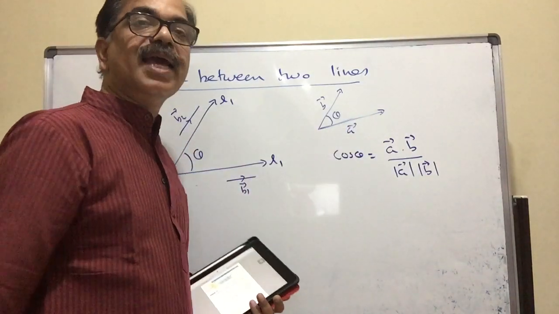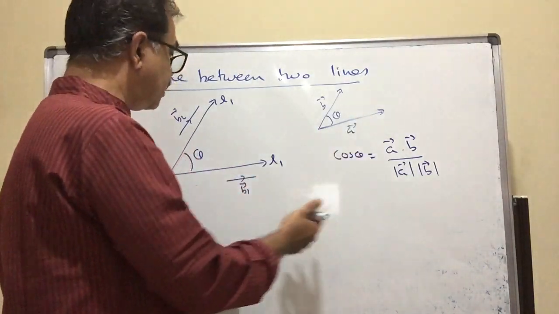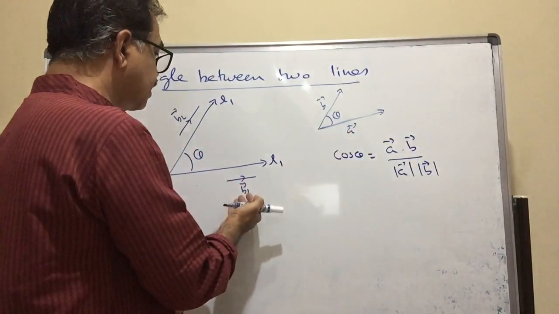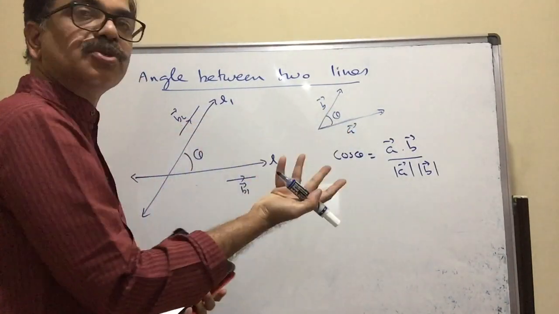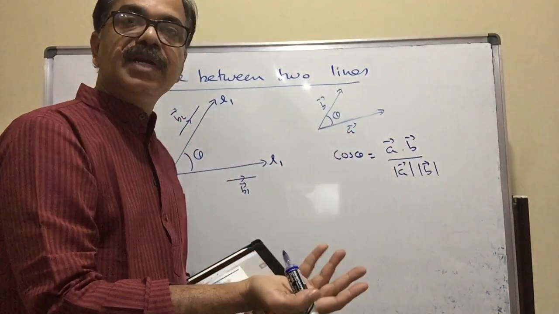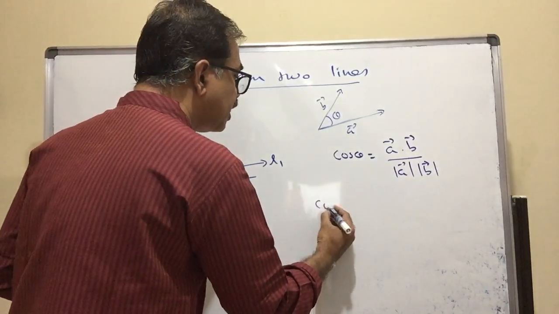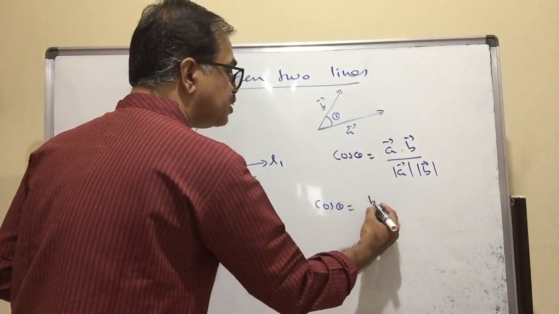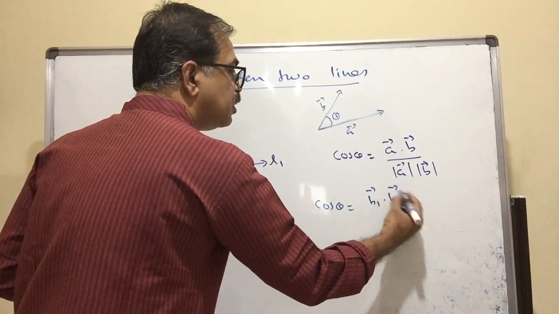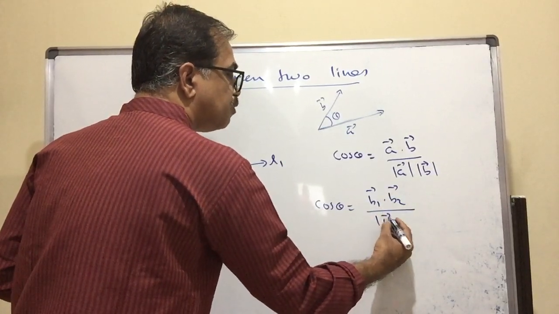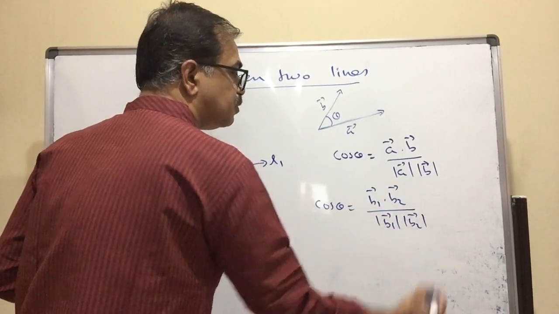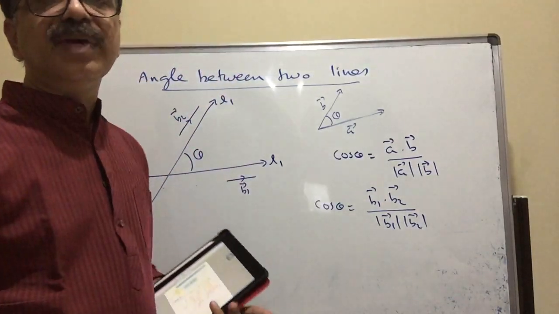And we know how to find out the angle between two vectors. That's a formula. The only thing is my A vector becomes B1 and my B vector becomes B2. So I replace A and B by B1 and B2. So the angle between the two lines is given by the formula cos theta is equal to B1 dot B2 divided by modulus of B1 times modulus of B2.